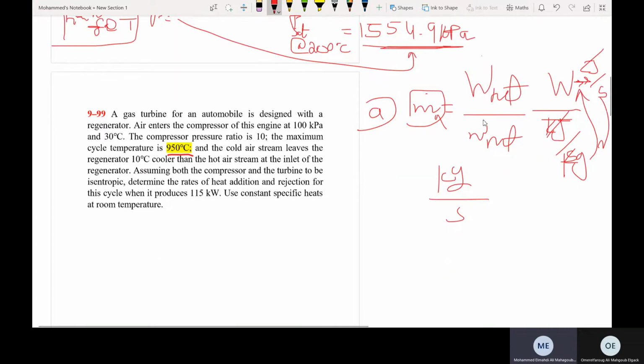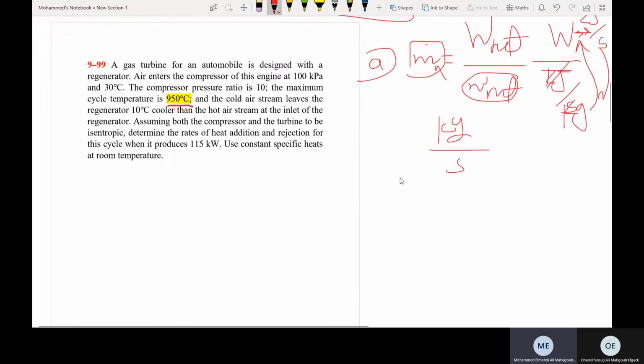This is the first. So it is asking us in an indirect way to calculate the specific work of the cycle, or the specific net work of the cycle. What's the specific net work of the cycle?